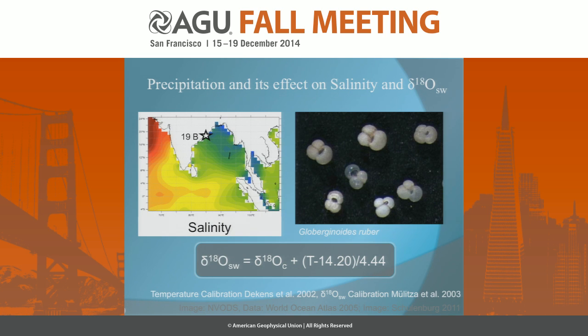My planktic record, so here's my core site again in map view. I measured magnesium calcium as a temperature control, as well as the delta O18 of G. ruber, and you can combine these to get at the delta O18 of the surface water, which varies with the intensity of the monsoon.